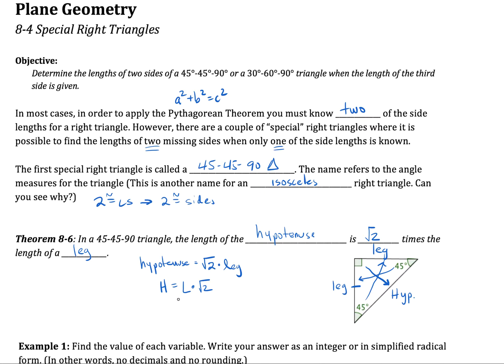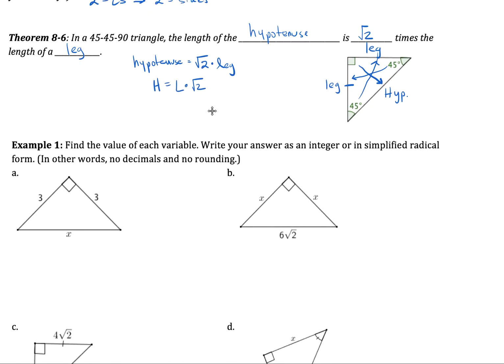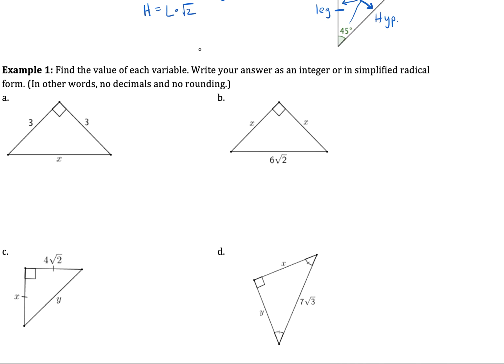If you just remember this simple little formula, it's only got three parts to it. Hypotenuse equals leg times the square root of 2. You can apply that in pictures where you know one of these three sides and you can find the other two. So let's take a look at several examples where that's exactly what we're going to be doing. We need to find the value of each variable in each of these four triangles down here. And it says to write your answer as an integer or in simplified radical form.